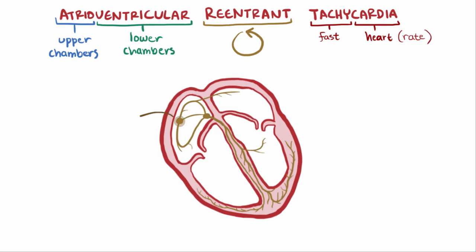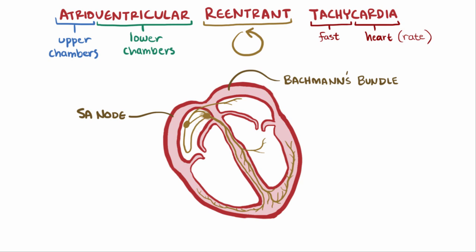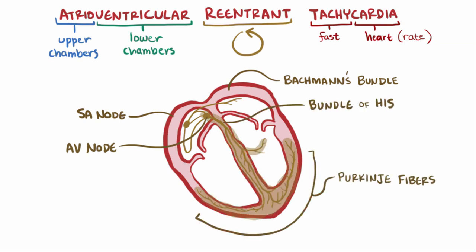Normally, an electrical signal starts at the sinoatrial or SA node in the right atrium. It then propagates out through both atria, including Bachmann's bundle in the left atrium, and then contracts both atria. It's then delayed just a little bit as it goes through the atrioventricular or AV node, before it passes through the bundle of His and onto the Purkinje fibers to the left and the right ventricles, causing them to contract as well.